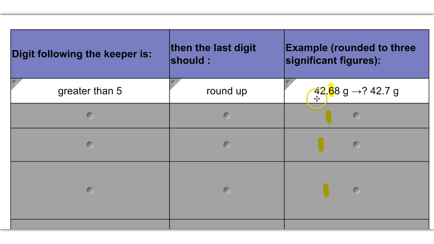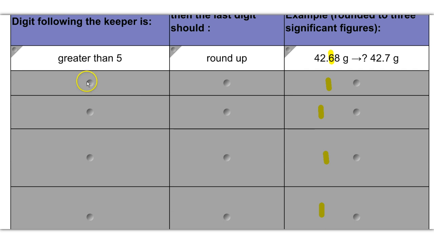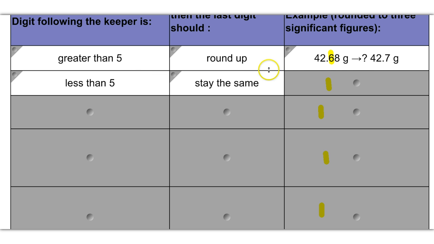For example, 42.68 grams. If we're trying to decide whether or not to keep the 6 or round it up to a 7, since it's followed by an 8, the 6 will round up to a 7 and we'll have 42.7 as our answer. This is an answer expressed in 3 significant figures, which is what we're rounding all of these answers to. If the number following the keeper is less than 5, then it stays the same.